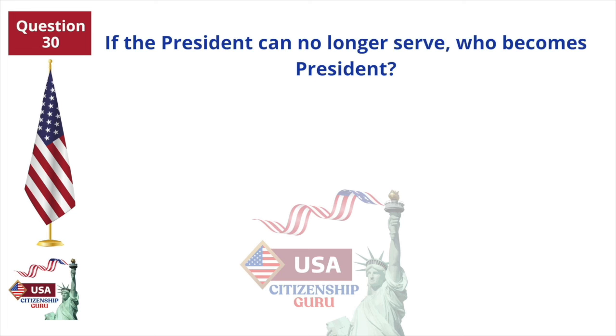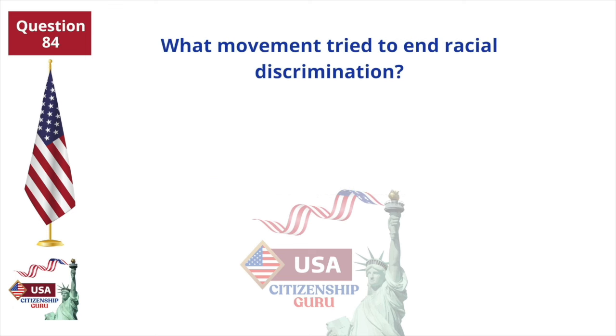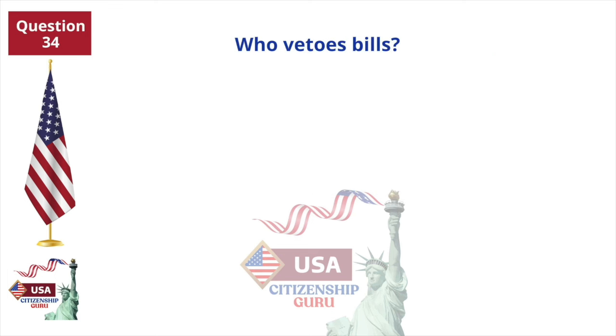If the president can no longer serve, who becomes president? The vice president. What movement tried to end racial discrimination? Civil rights movement. Who vetoes bills? The president.